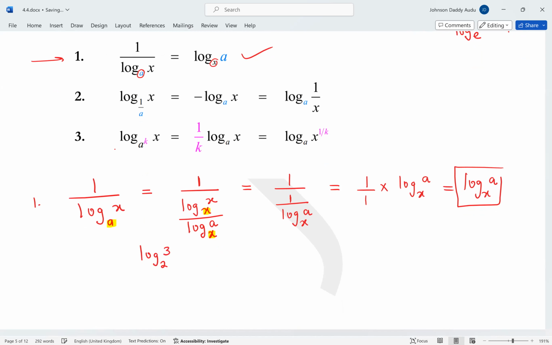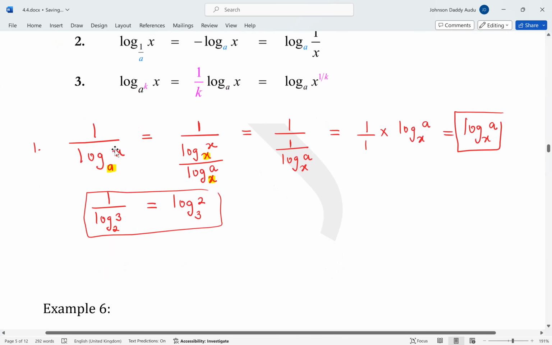So if you have 1 over log to base 2 of 3, just interchange. Let the base become the argument. This will just be log to base 3 of 2. Just interchange. Is it clear? So this is an application of this property.